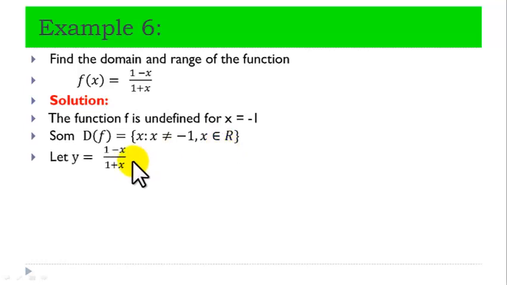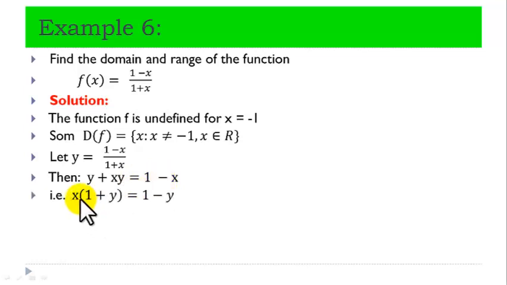To find the range, we set y equal to 1 minus x all over 1 plus x. Upon cross multiplication, we will obtain y plus xy is equal to 1 minus x. Then bringing terms in x together, this will give us x into 1 plus y is equal to 1 minus y. Dividing both sides by 1 plus y, we have x equal to 1 minus y all over 1 plus y.